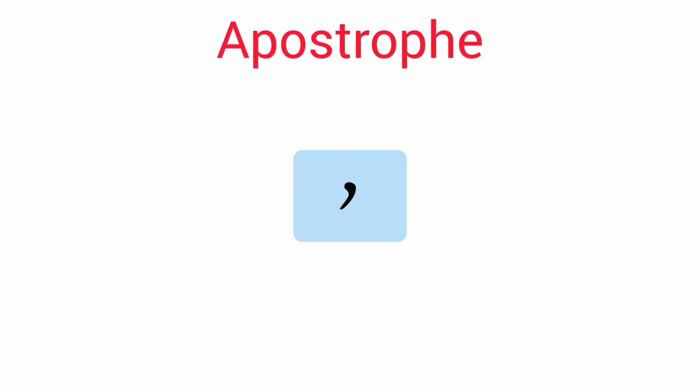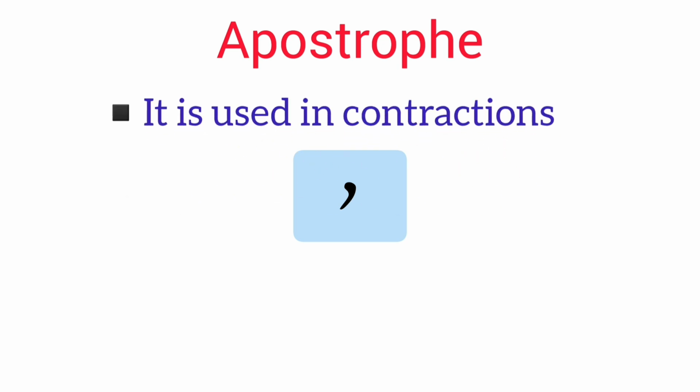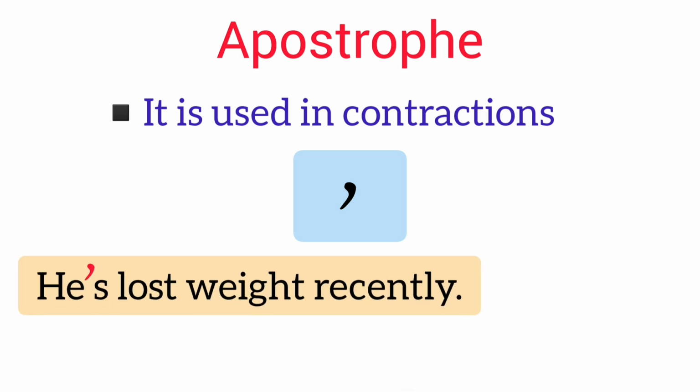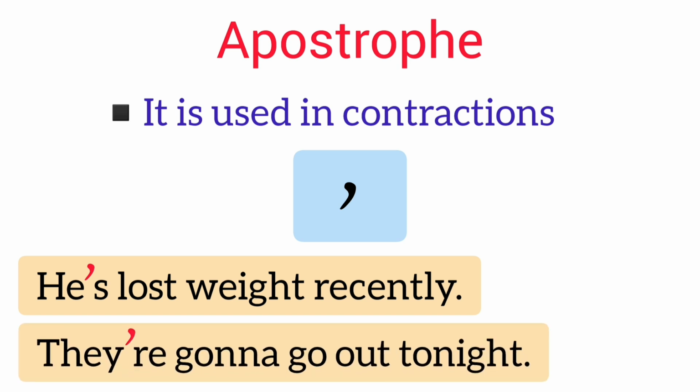Next, apostrophe. Apostrophe is used in contractions. For example, he's lost weight recently. It was he has, so we use apostrophe. They're gonna go out tonight. They're or they are. This is contraction.